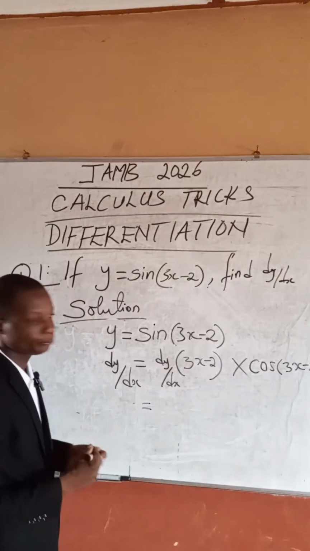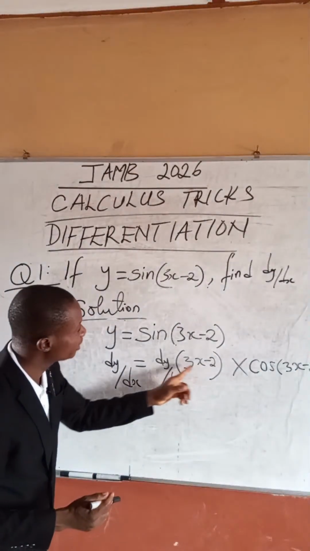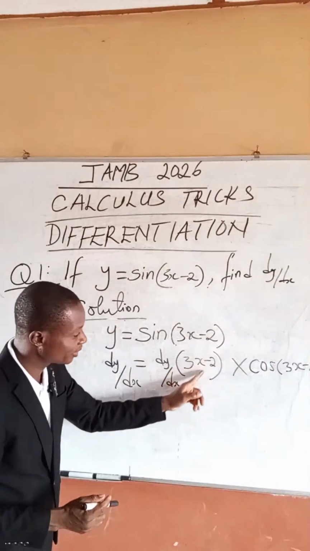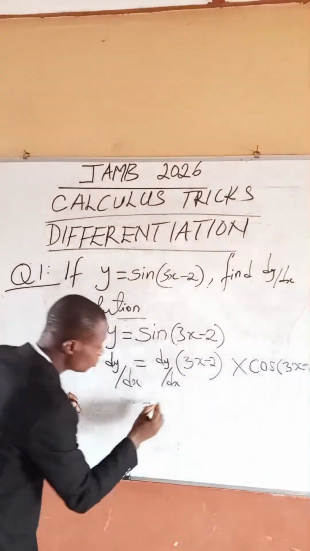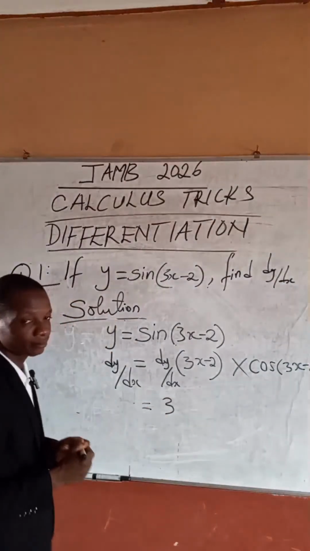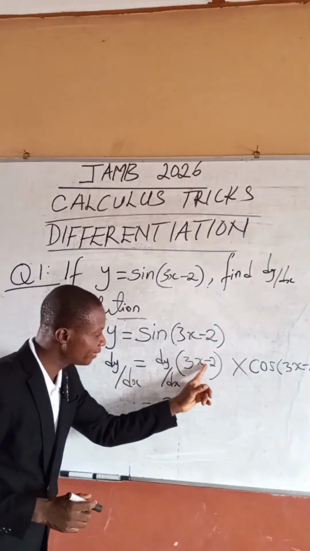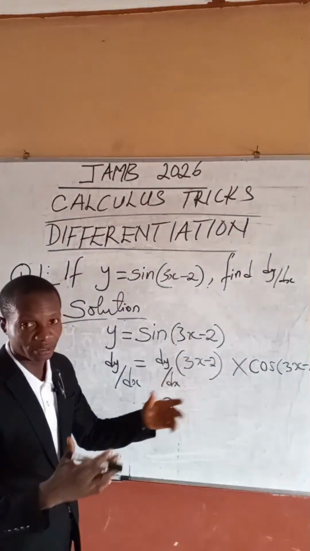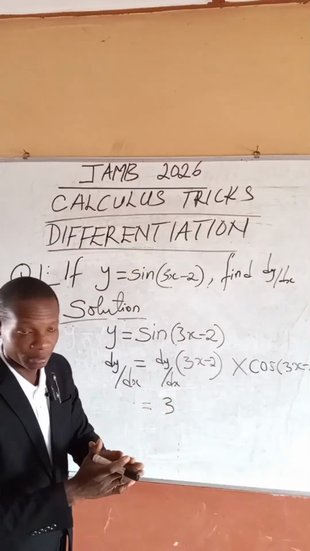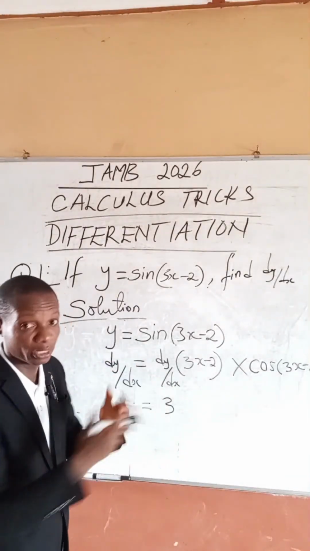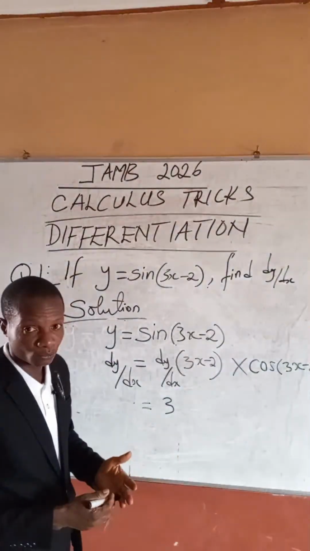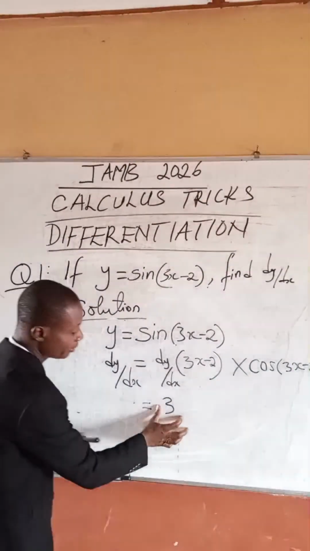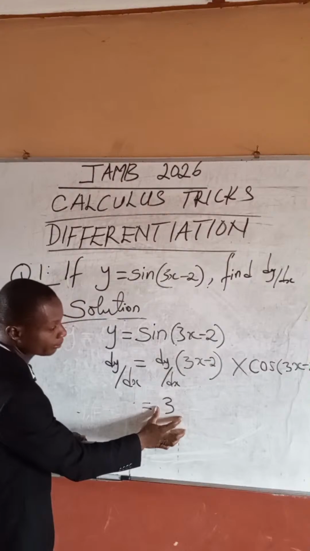So let's differentiate. Remember, when we differentiated 3x, we got 3. So differentiate 3x, we are going to get 3. Which means we are going to write 3 here. Then when we differentiate minus 2, it changes to 0. Whenever you differentiate a constant, whether positive or negative, it changes to 0. Remember, 0 or minus 0 is still the same. So everything here gives us 3.